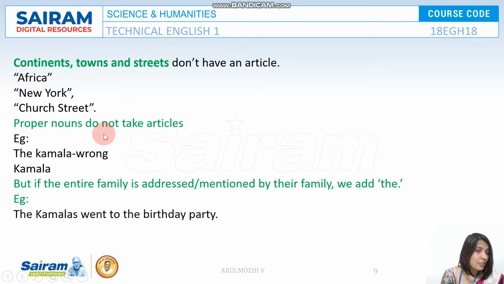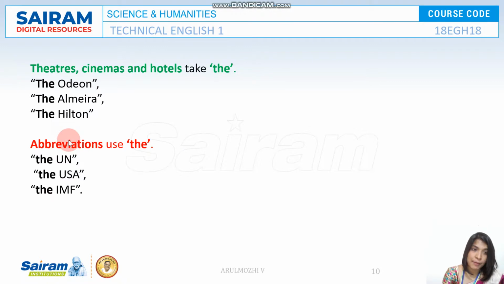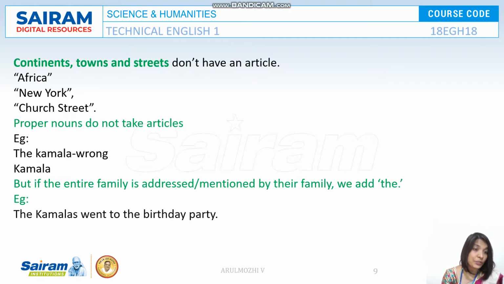Proper nouns do not take articles, like Kamala, Manju. We don't say "the Manju". That is wrong. But if we use "the" before the second name of a family, it means the entire family. Take for example: the Kamalas went to the party.